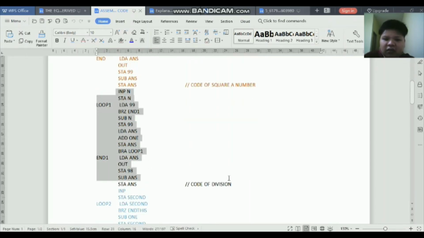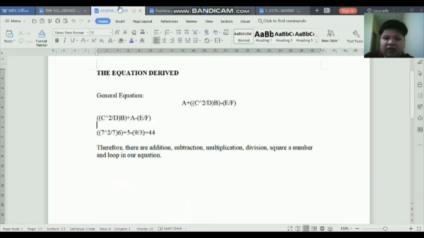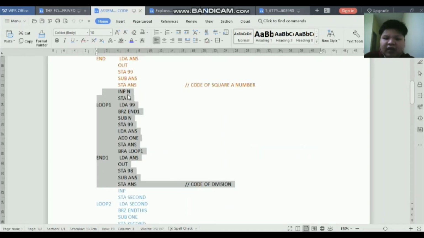Okay, next is the code for division: c squared divided by d. The input n is our d, and it is stored in n. N is our data variable. Log the R99, which is our answer of c squared. We use this code to calculate c squared divided by d. After we get the answer, we store it in R98.